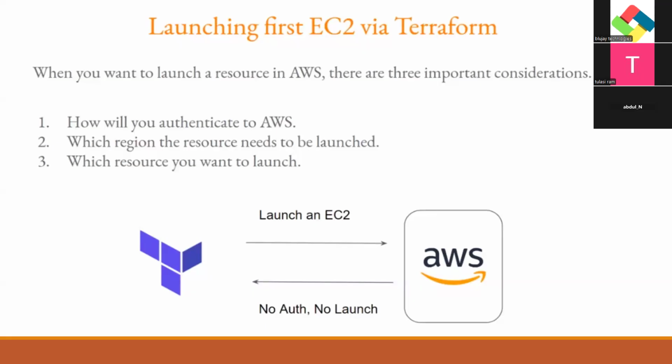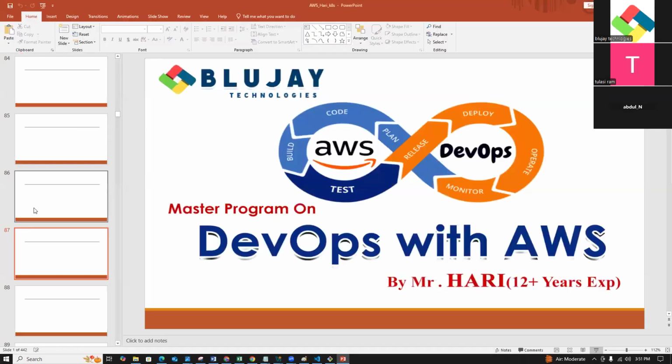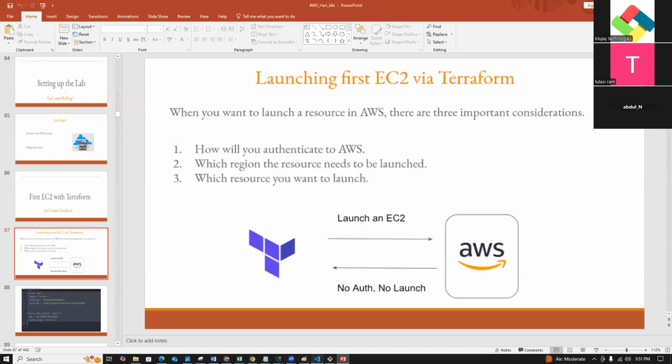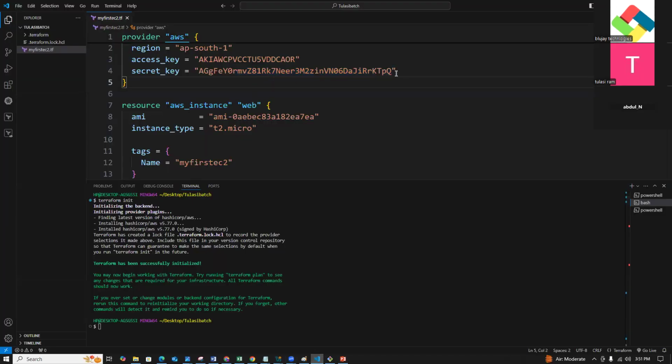When you want to launch a resource in AWS, there are three important considerations. One is how will you authenticate to AWS? By using the access key and secret key. Do we need to log into the console? No, no need, right?